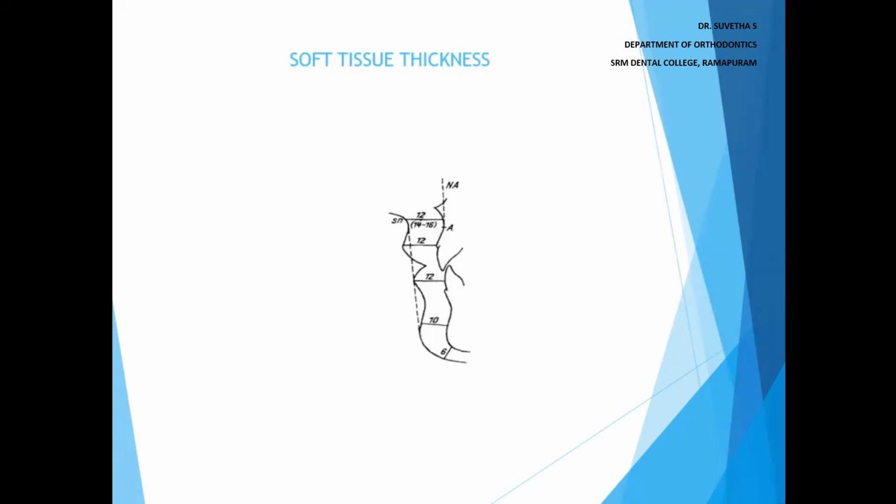So when we measure the soft tissue thickness, like you can see, we'll measure the thickness of the upper lip at the subnasal region and at the most prominent point of the upper lip. Likewise, the lower lip at the most prominent point and the menton point. So these are the measurements in which the normal skull will fall under. So this is about the Schwarz analysis.